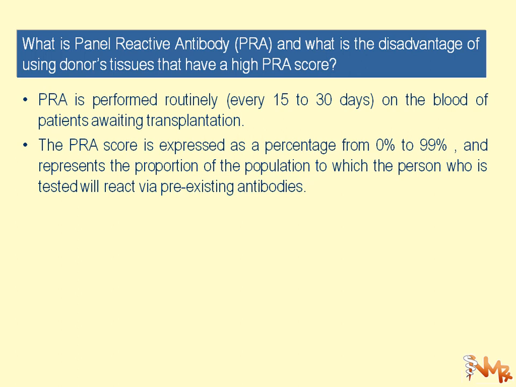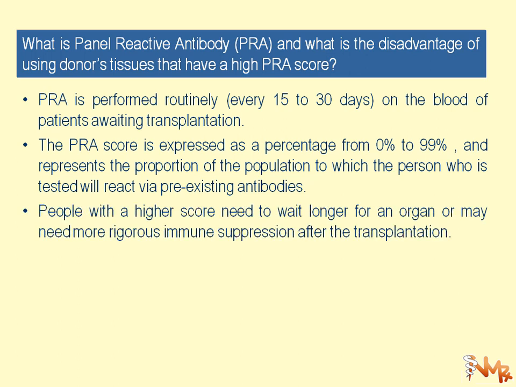So as you can tell, blood and the interior environment of each patient may change. And also the total pool may change. They may get vaccinations, they may get blood transfusions. So things change over time, and you have to address these issues before transplantation. People with a higher score need to wait longer for an organ or may need more rigorous immune suppression after transplantation.